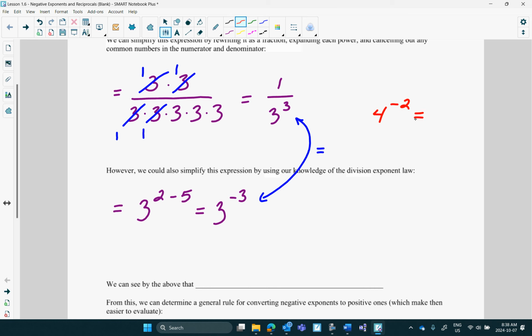So, following that pattern, how do you think you would write this using a negative exponent? If 3 to the negative third equals 1 over 3 to the positive third, then 4 to the negative second equals 1 over 4 to the positive second.